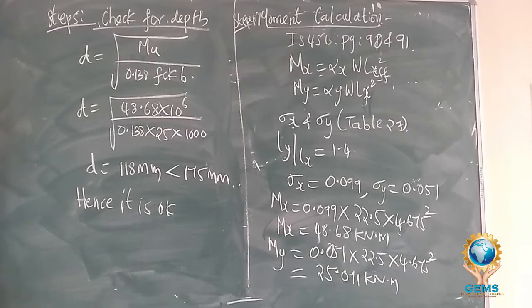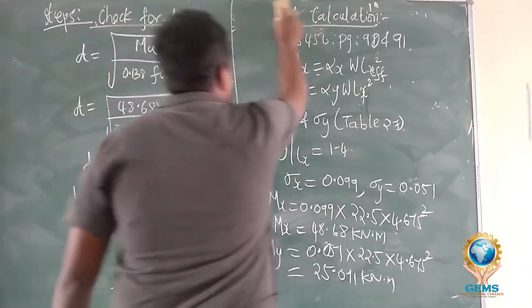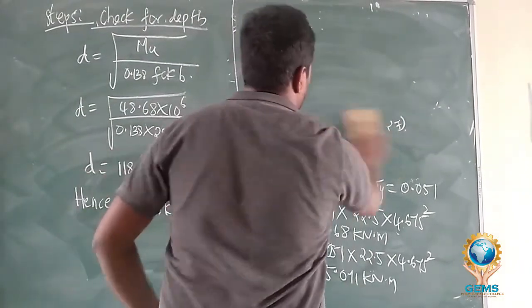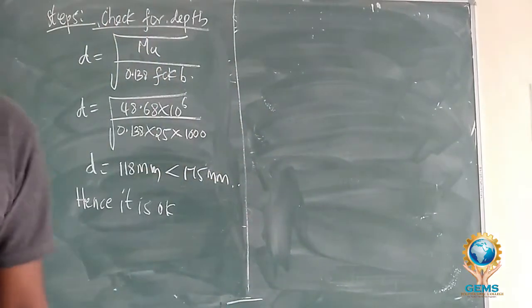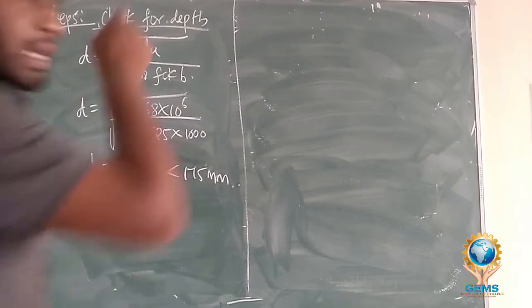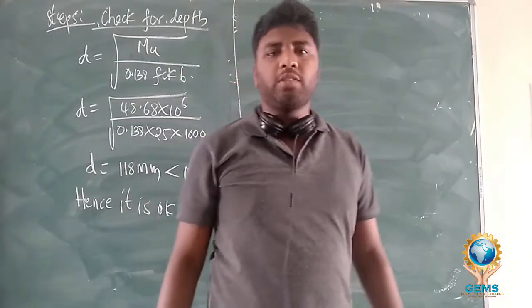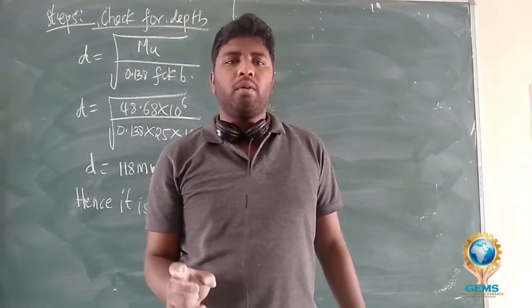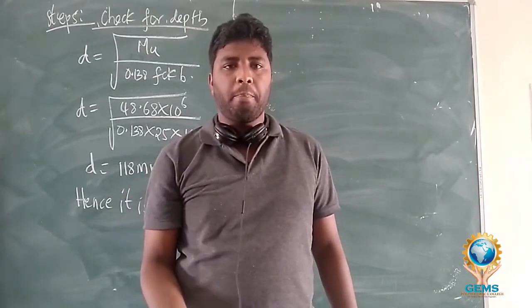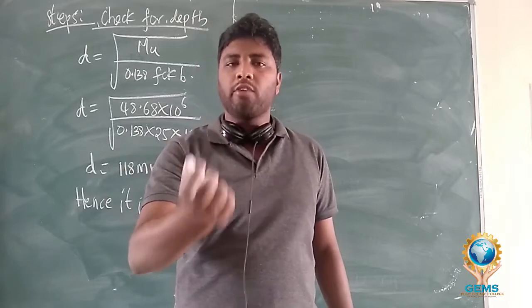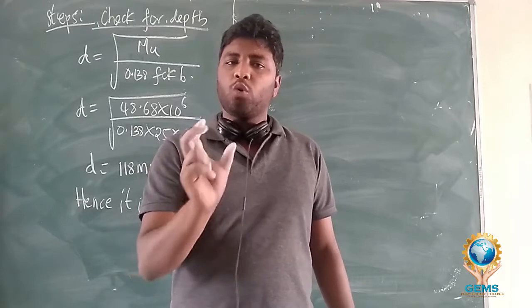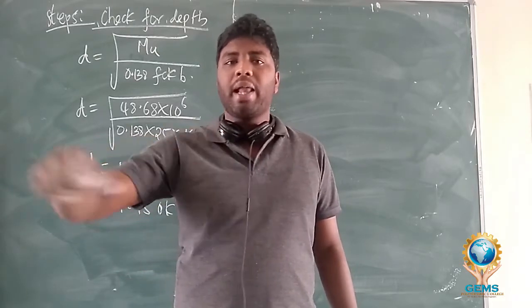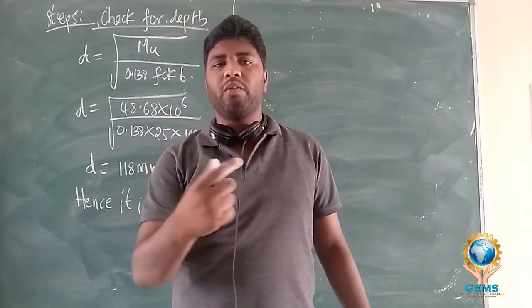Okay. Next step is calculation of steel. Step number 6 is calculation of steel. Here also you will calculate Ast, area of steel in tension. You will calculate for both x direction and y direction. So area of steel in x direction and area of steel in y direction. Why are you calculating for both directions? Because in two-way slab, in both directions the main reinforcement will run.